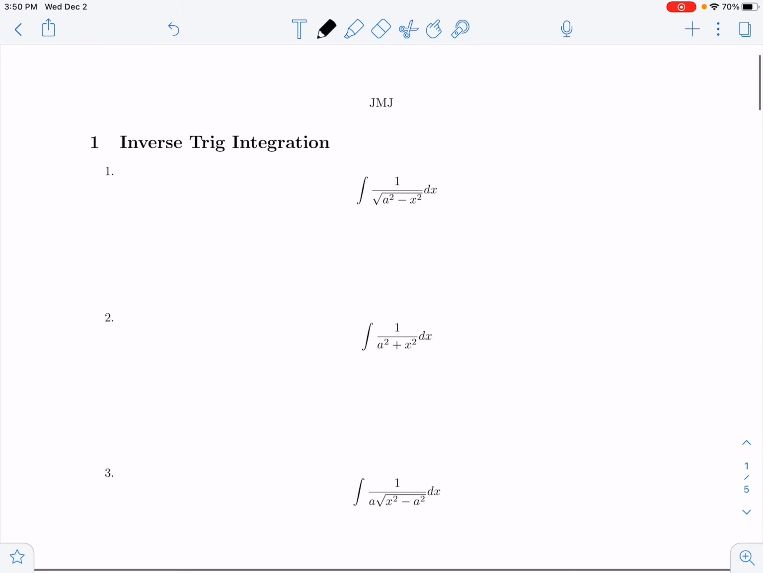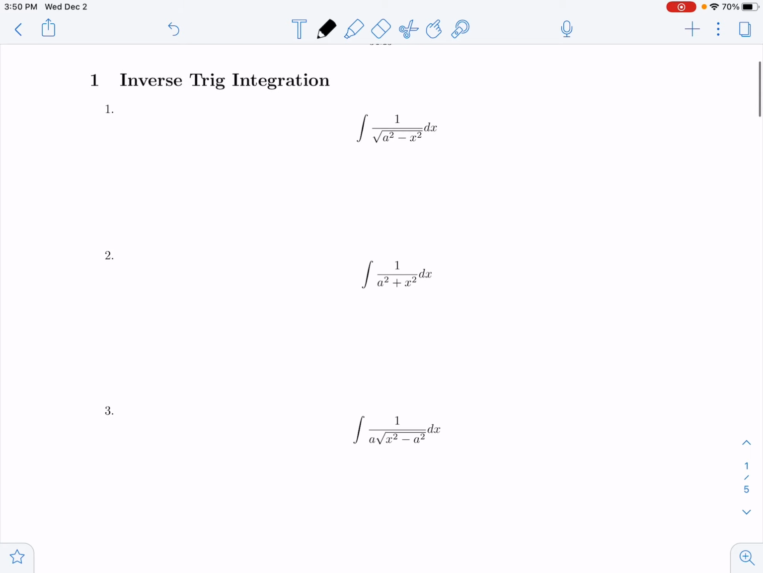All right, guys, so here we go. We got another async. We're doing inverse trig integration today. So there's three rules we have to know.